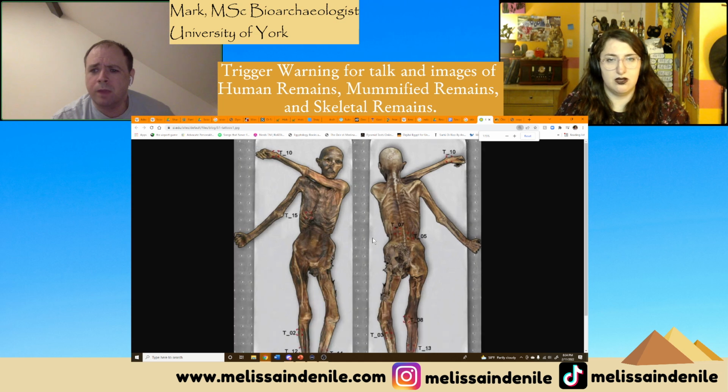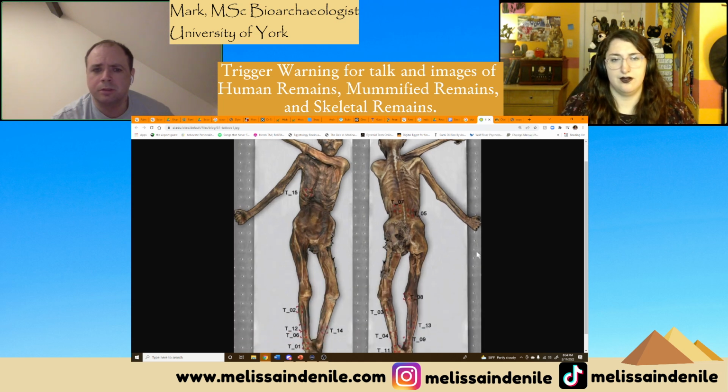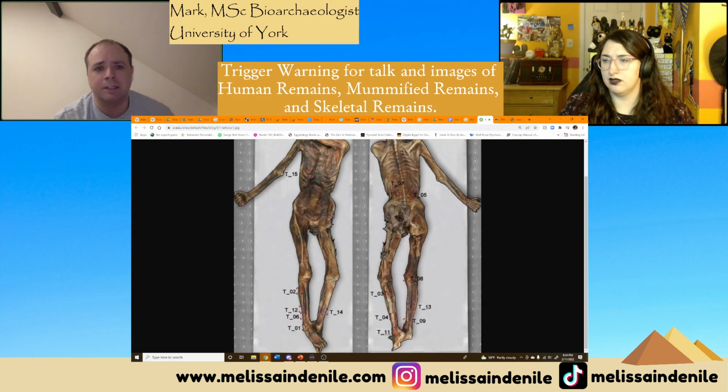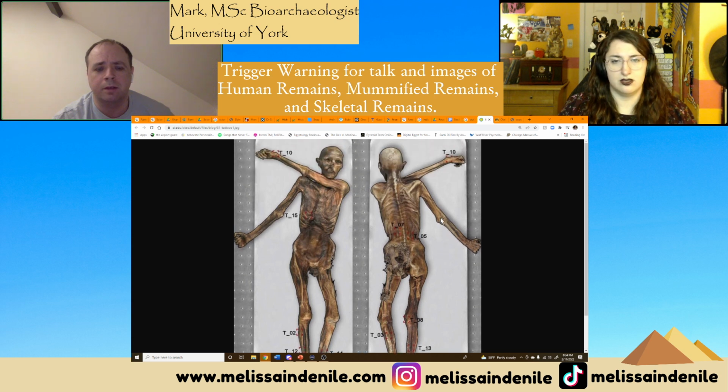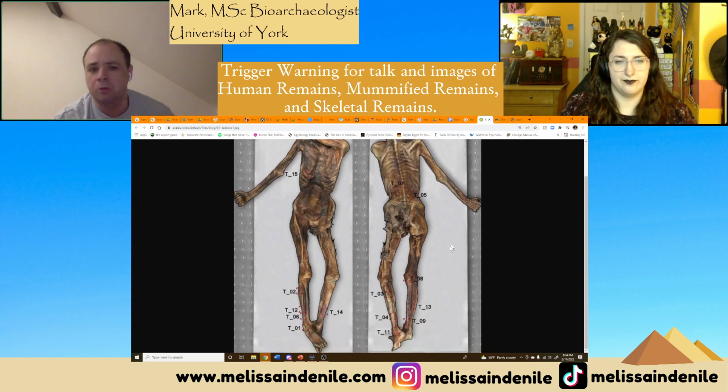A lot of people have posited that he might have been a community elder or something, and these tattoos could be denoting his status within the community.